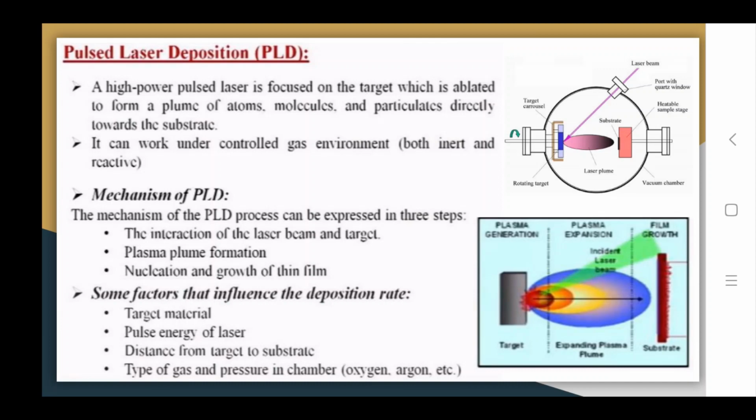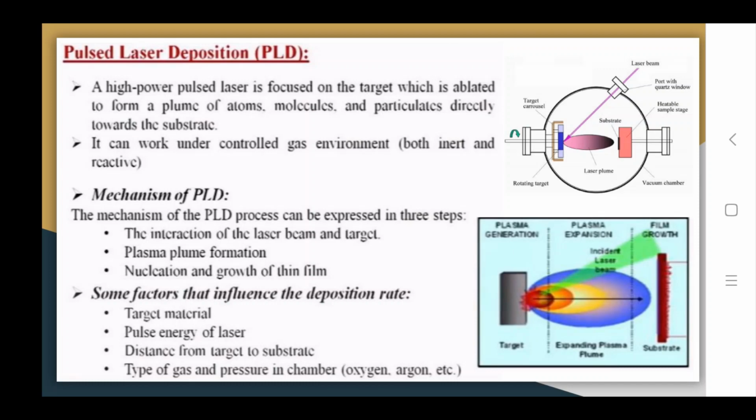Now how you are going to control your laser depends upon whether it is pulsed, meaning there will be an on or off mechanism, or maybe it will be continuous. So it depends upon what type of energy source you are using. Some factors that influence the deposition rate are the target material, pulse energy of the laser, distance from the target to the substrate, type of gas and pressure in the chamber, oxygen, argon, etc.